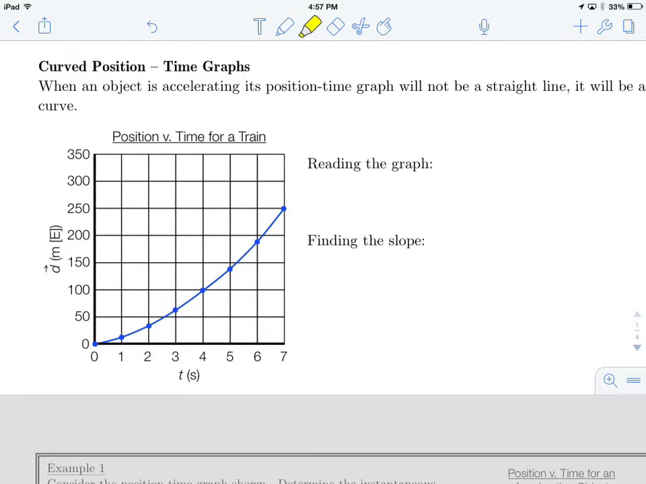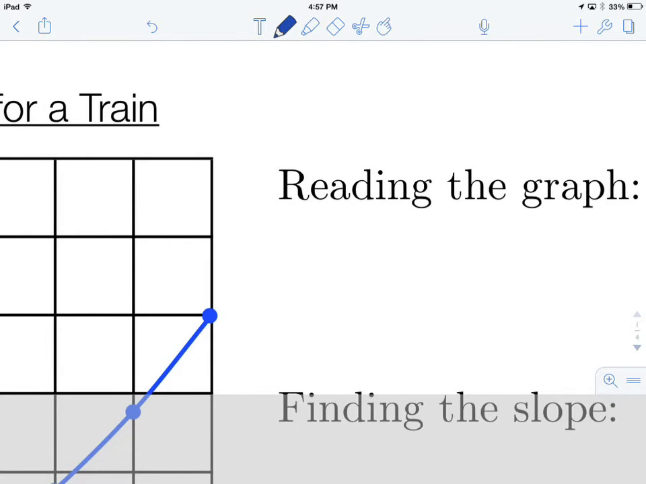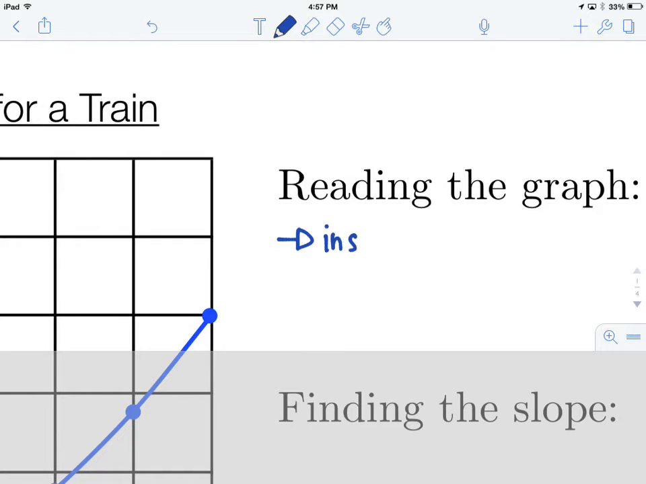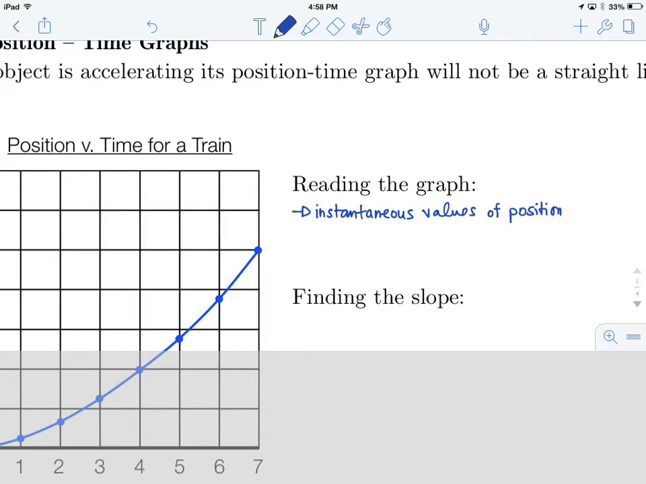And when we read this graph, we find a piece of information. First of all, anything taken, just like in our previous lesson, instantaneous values of position is what we get when we read values off of this graph.